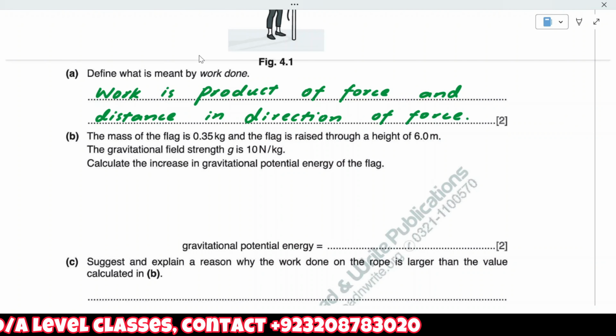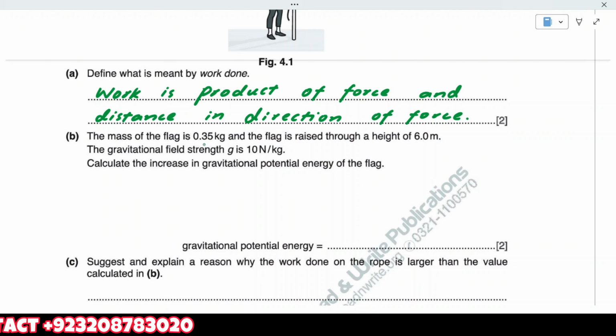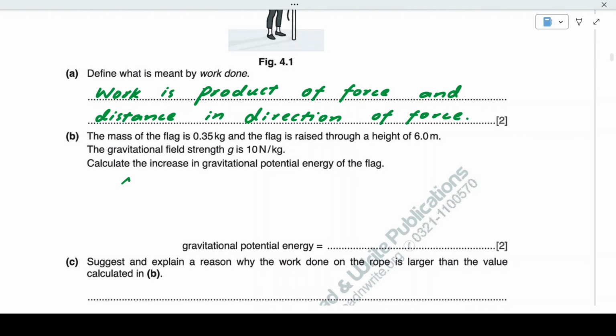And the next one is: mass is given as 0.35. Mass of the flag is 0.35. The flag is raised to the height of 6 meters. The gravitational field strength is 10. Calculate the increase in gravitational potential energy.